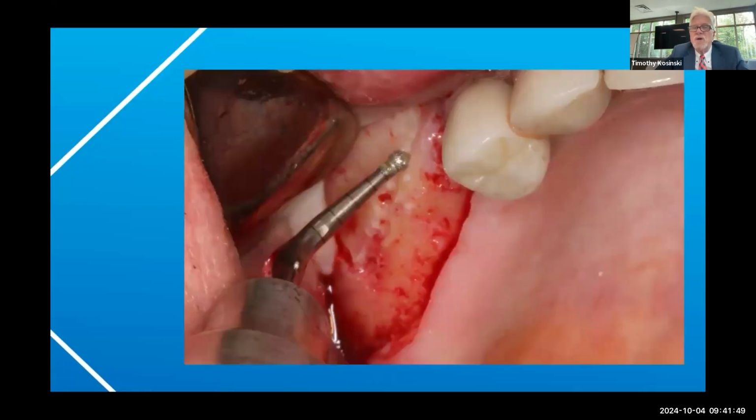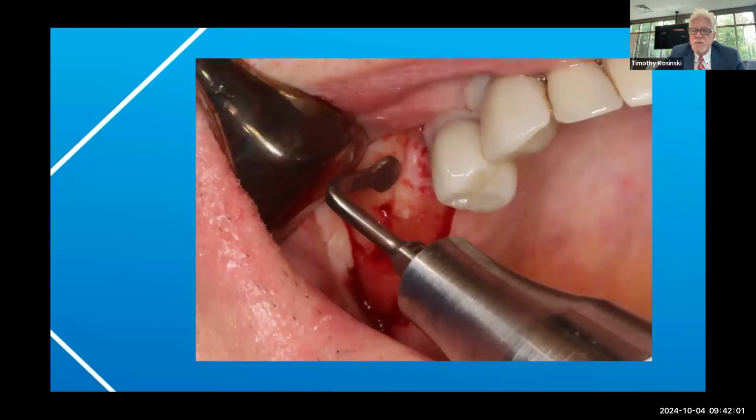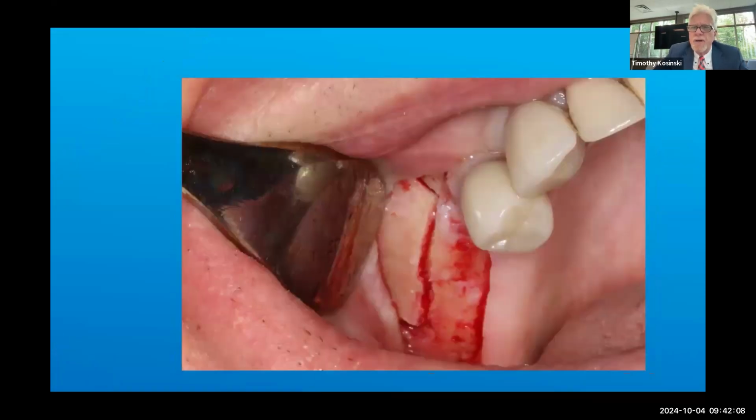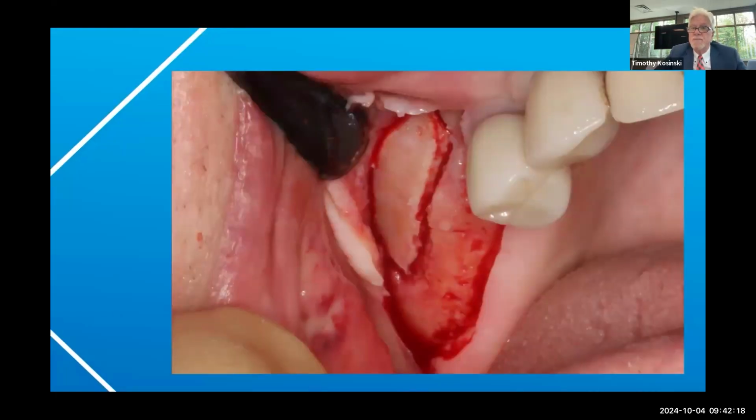I'm going to simply use a piezo. I would not use a high-speed handpiece here. A piezo, which is an oscillating burr, only affects hard tissue. It does not affect soft tissue. So I'm making, I guess the best way to describe it, would be a dishwasher door, where I'm going to lift that window occlusally, and that window is going to become my new floor.